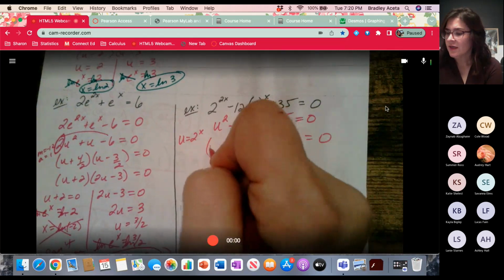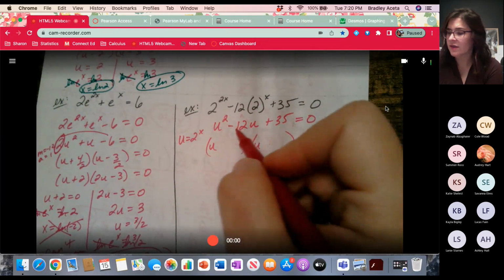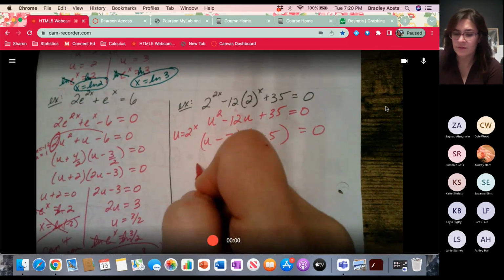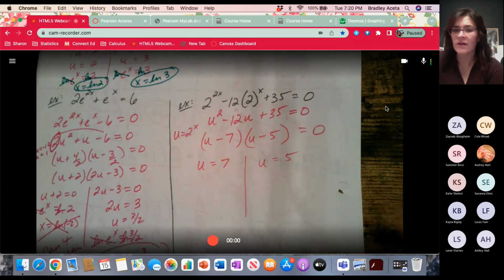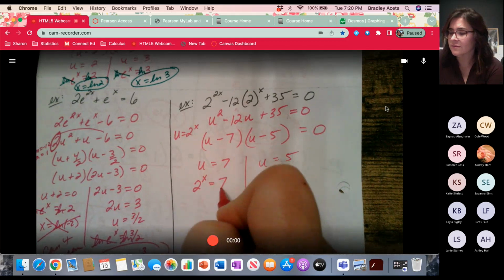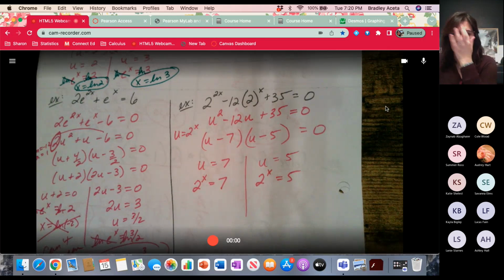And then just to show you again, this would be u. 2 numbers that multiply to 35, but add to a negative 12 would be negative 7, negative 5. So u equals 7 and u equals 5. And then again, once you get to this point where you have your answers, don't type in 7 and 5. That's not the answer, because u represents 2 to the x. And so now you have to solve these.